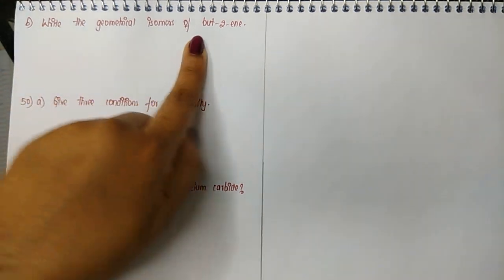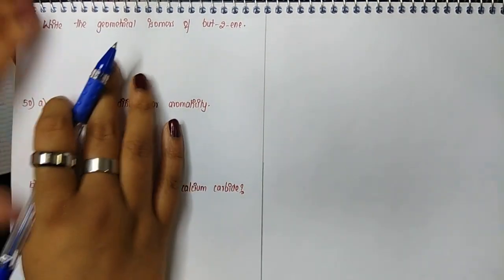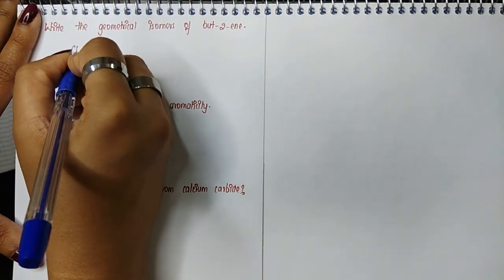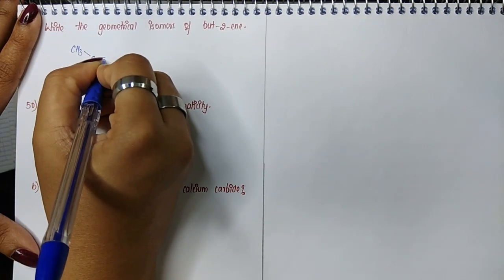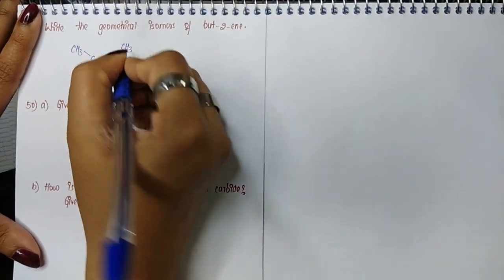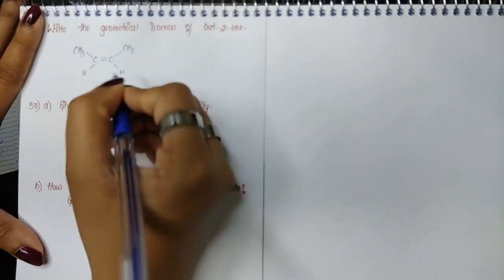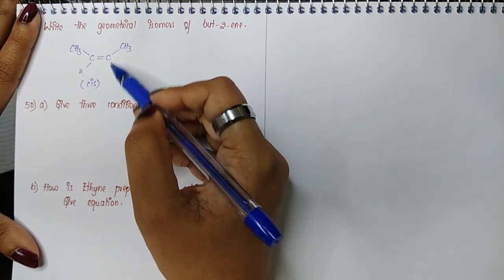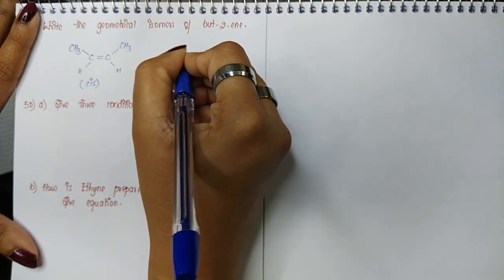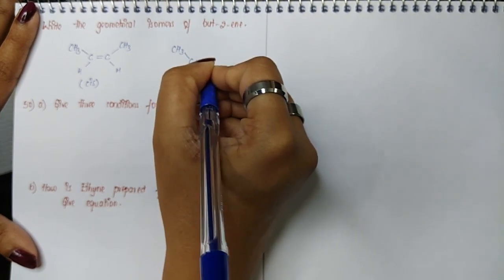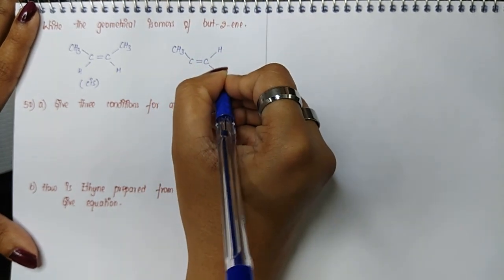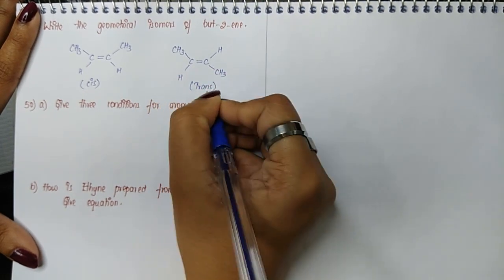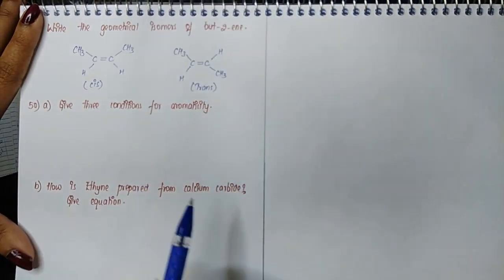Now the next one is write the geometrical isomers of but-2-ene. We have only two geometrical isomers. One is cis and trans geometrical isomer. So cis meaning both the CH3s of butene are on one side. Now this is going to be a cis isomer, whereas trans is the rotation of one carbon. So when I rotate this carbon, I will have CH3 on different sides. Now this is going to be trans. So it's a 2-mark question, 1 mark for this and 1 mark for this.